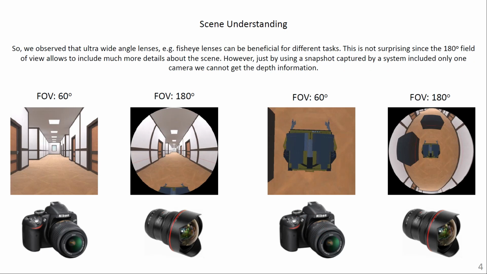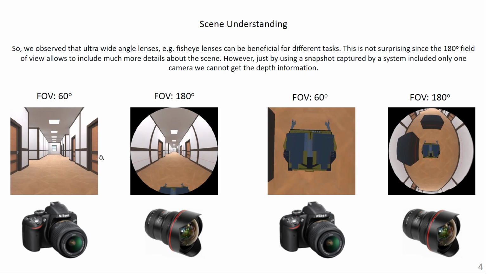So we observed that ultra-wide angle lenses, for example fish eye lenses, can be beneficial for different tasks. This is not surprising since the 180 degrees field of view allows us to include much more details about the scene. However, just by using a snapshot captured by a system including one camera, we cannot get the depth information, so we need to consider also other details to understand the depth.